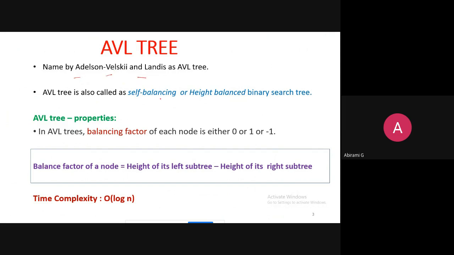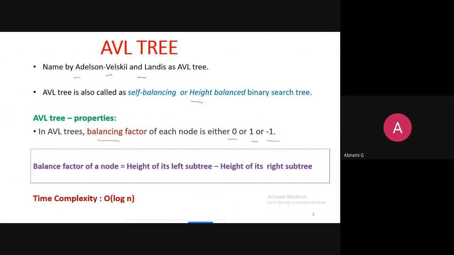And as I said before, the AVL tree is a self-balancing or height-balanced binary search tree. So to do balancing, in the AVL tree we make every binary search tree a balanced one. What does balancing require? To make the tree balanced, we need two terms: height and balancing factor. The balancing factor of each node in the AVL tree is either 0, 1 or minus 1. No other value is allowed.